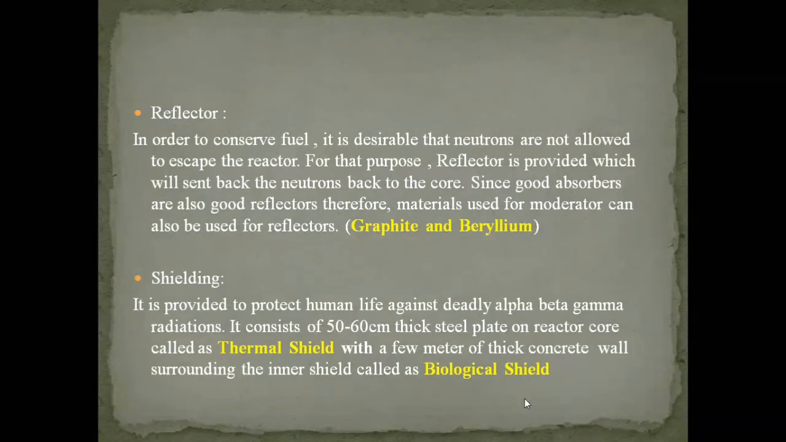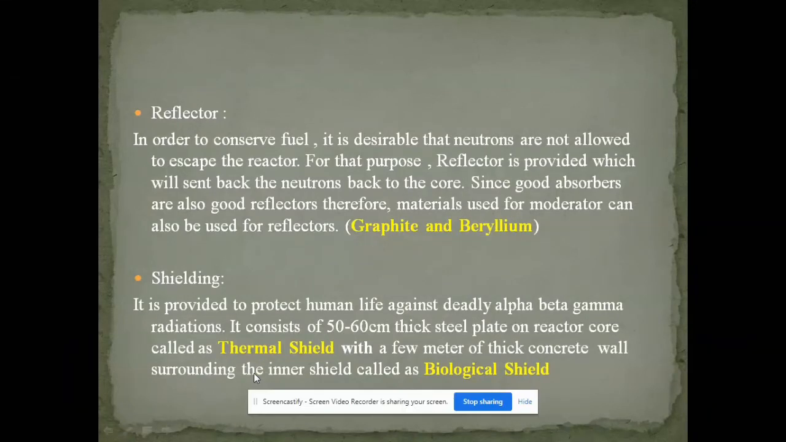Next is called shielding. It is provided to protect human life against the deadly alpha, beta, and gamma radiations, and it consists of a 50 to 60 centimeter thick steel plate. It is also called the thermal shield. Also, there is a few meters thick concrete wall which surrounds the inner shield. This is called the biological shield.